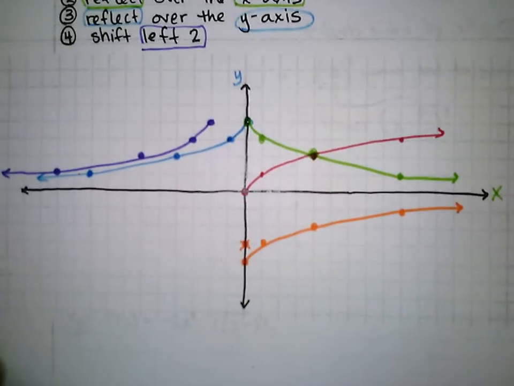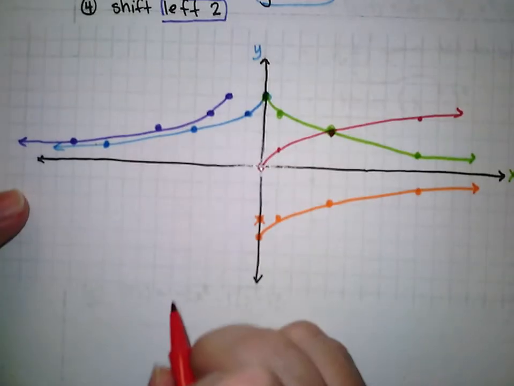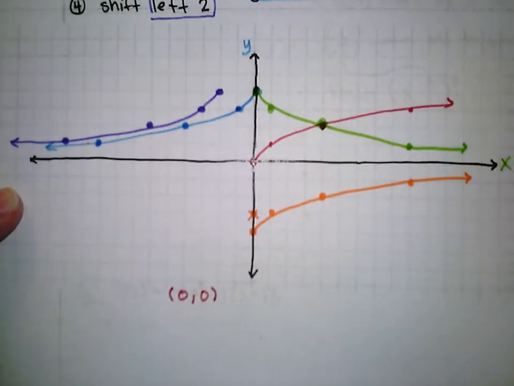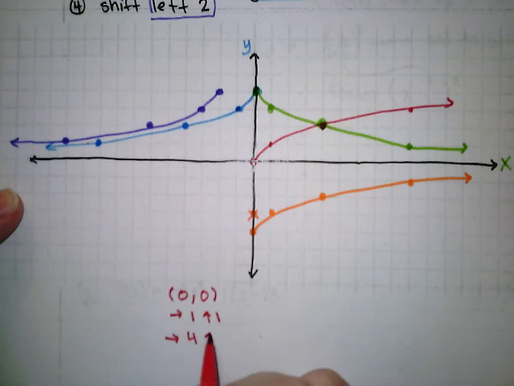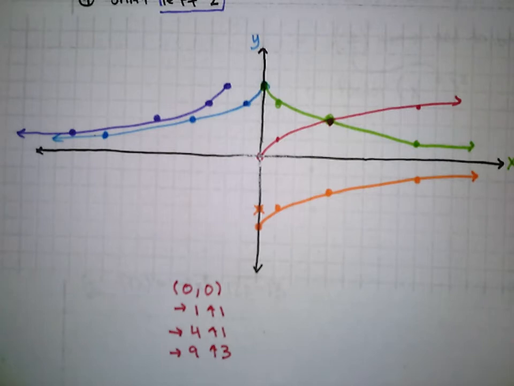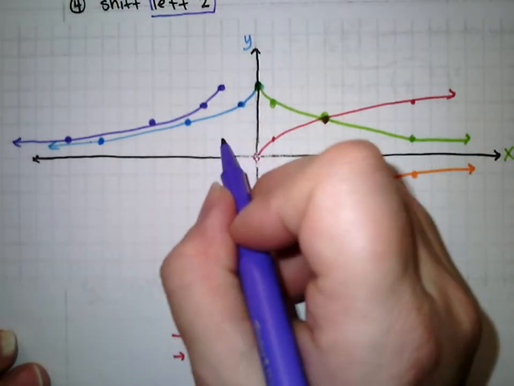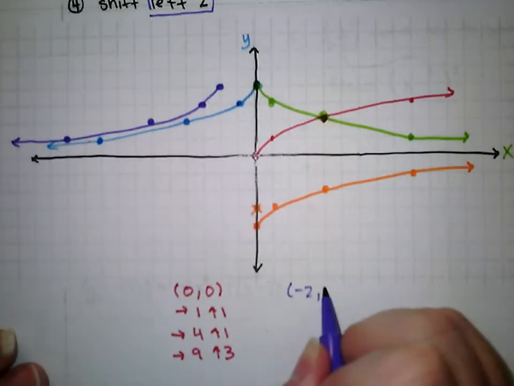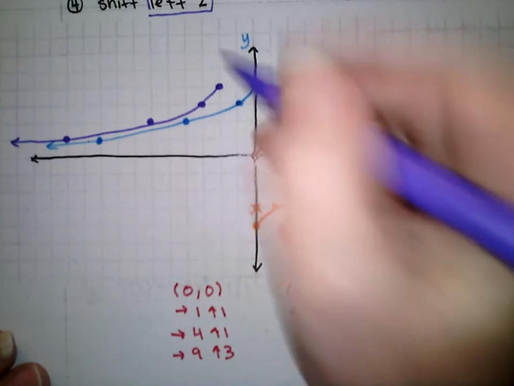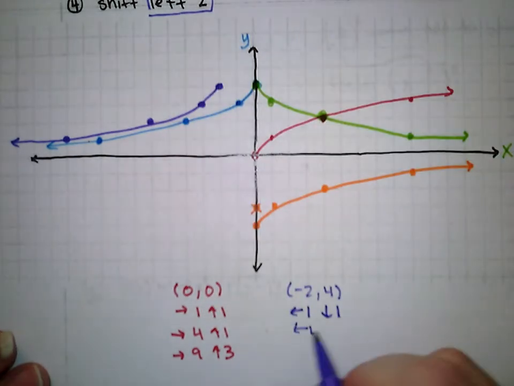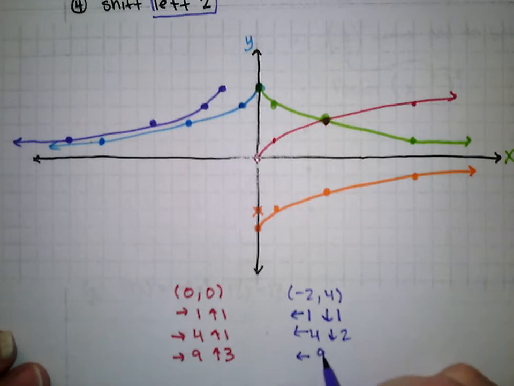So basically what I want to do is look at the purple graph and say, how does it compare to my parent graph? So remember that my parent function normally starts at 0, 0, and then goes over 1, up 1, over 4, up 2, over 9, up 3. So compared to that graph, my purple graph starts at -2, 4. And then it goes left 1, down 1. And then left 4, down 2. And then left 9, down 3.